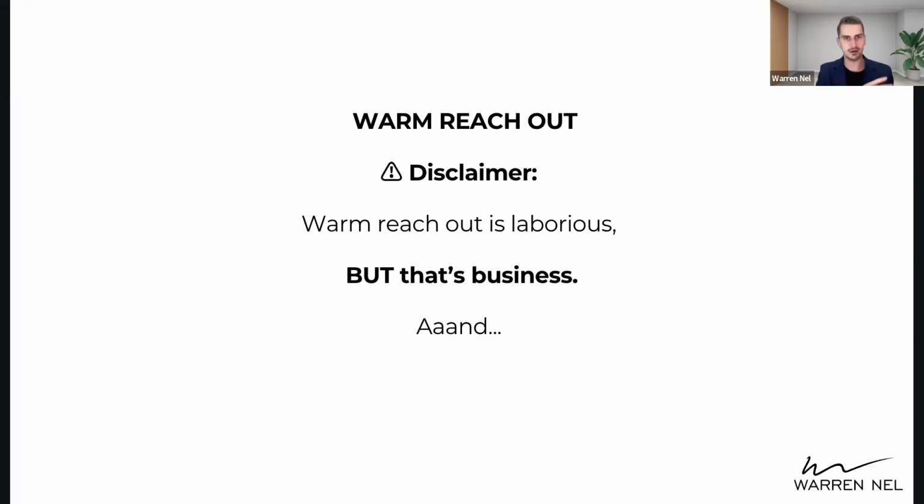Hence my value proposition. The disclaimer here, and it's important, don't say I didn't warn you, is that warm reach out is laborious. It is time intensive. But it's especially for those who have more time than money, which is usually the case when starting out. And even if you have more money than time, you still don't want to skip this step, right? So warm reach out is laborious. It takes time. Welcome to business, right?